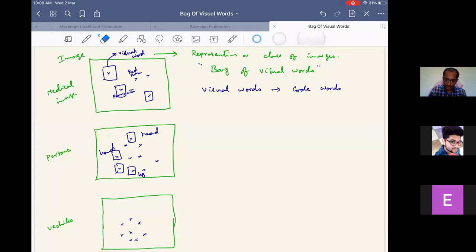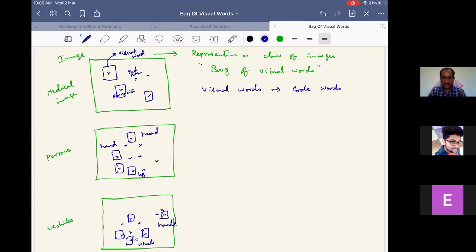And so on, right? And then in vehicles, you may have wheels, handles, and parts of the car and so on. Okay, so now what will happen?